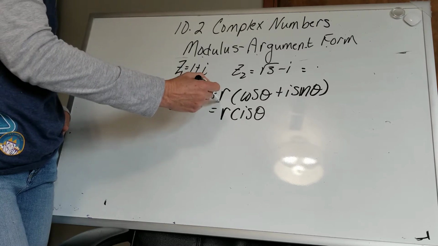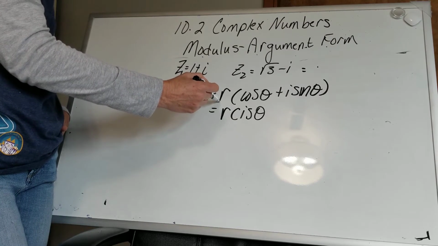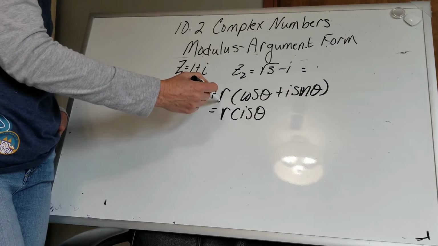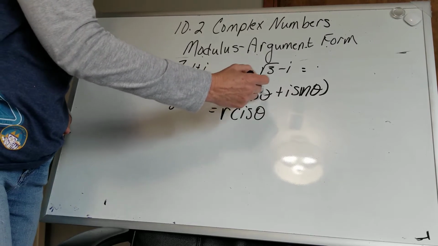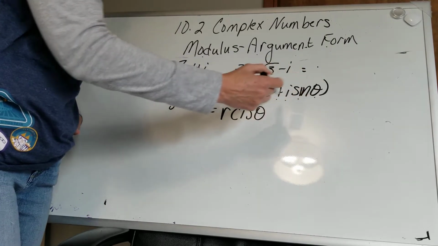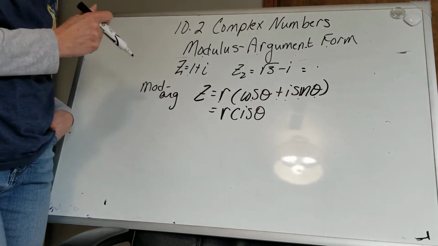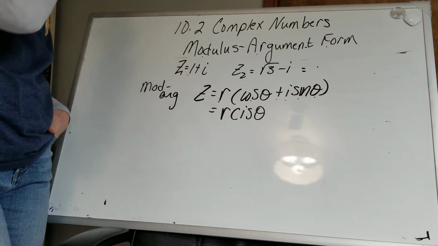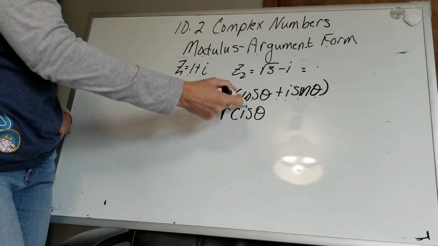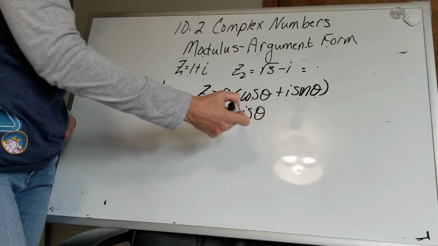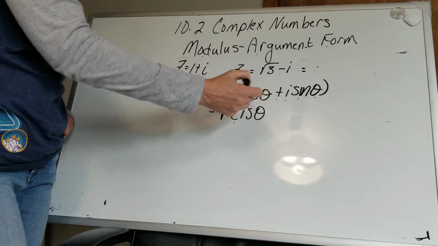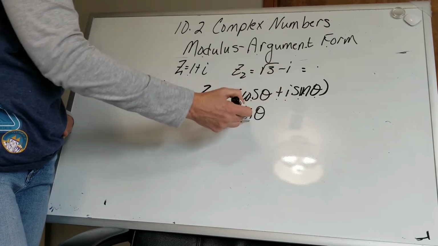You have your radius, which remember is the square root of a squared plus b squared, or x squared plus y squared. And then you're going to write cosine theta plus i sine theta. So cosine theta corresponds to your real part. The sine theta part corresponds to your imaginary part. And you can abbreviate that by calling it r cis theta. So cosine is the C, i, s for sine.